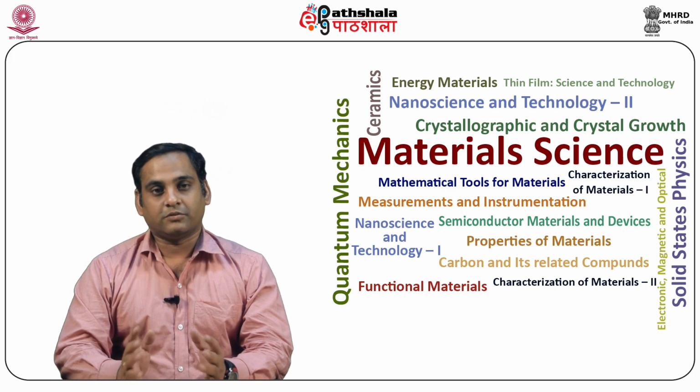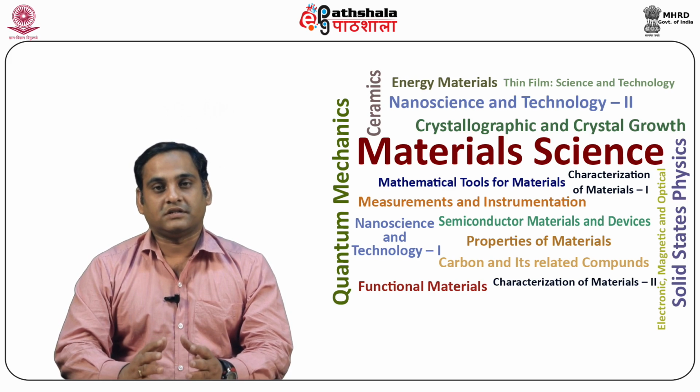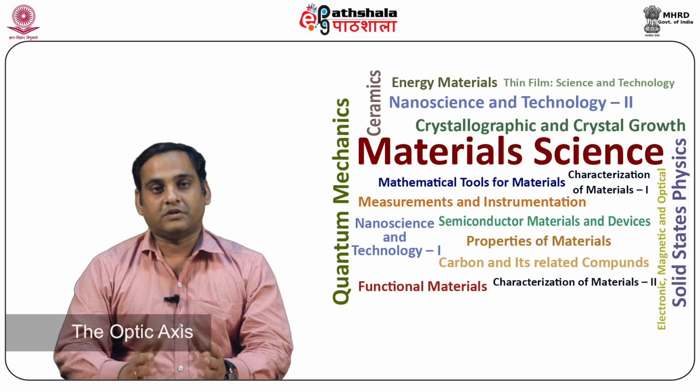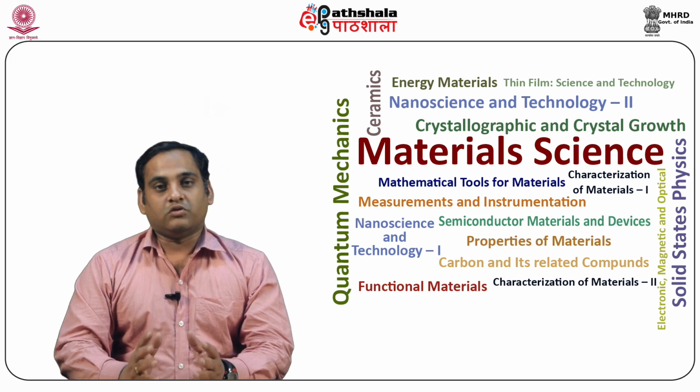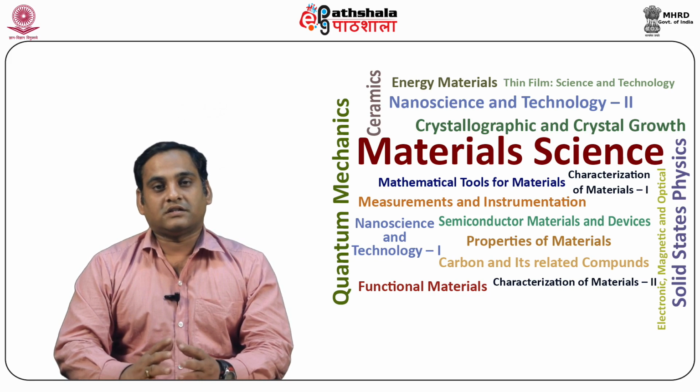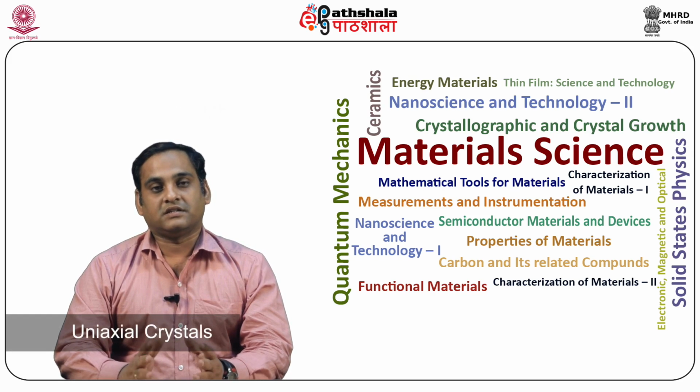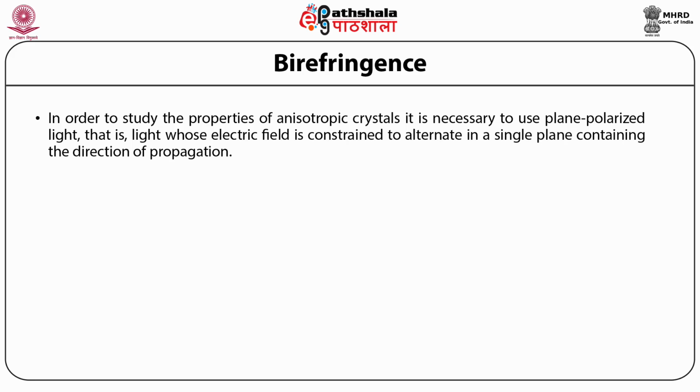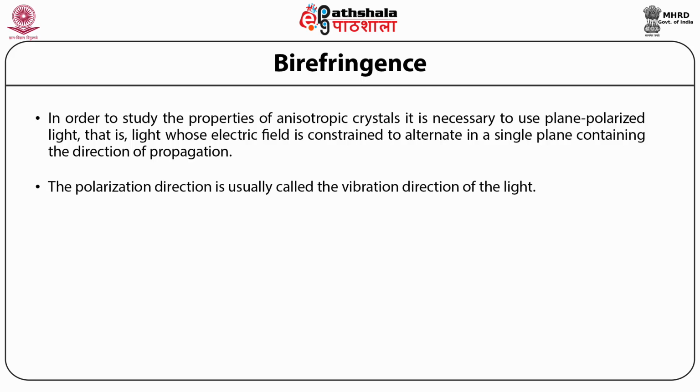The c-axis is therefore an optically unique axis in such crystals, and it is called the optic axis. Since there is only one unique direction in tetragonal and hexagonal crystals, they are called uniaxial crystals. In order to study the properties of anisotropic crystals, it is necessary to use plane polarized light, that is, light whose electric field is constrained to alternate in a single plane containing the direction of propagation. The polarization direction is usually called the vibration direction of the light.